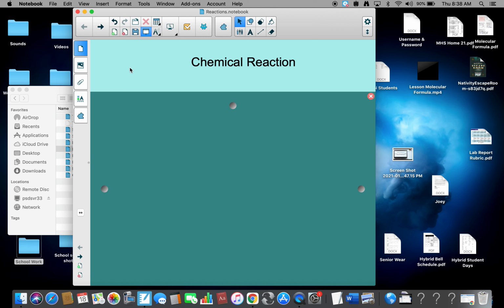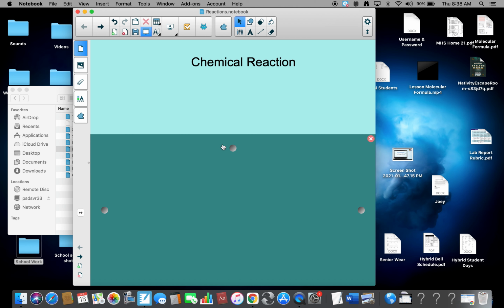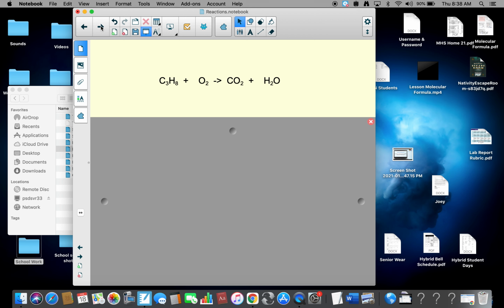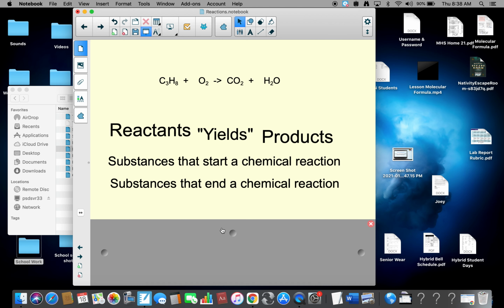The exciting, ever fascinating world of chemistry. We're looking today at chemical reactions. When we look at chemical reactions, it is a process of chemical change. Now, look at a reaction like the following: propane plus oxygen gives us carbon dioxide plus water, basically the process that we use to heat many of our homes. We have two things we have to look at.